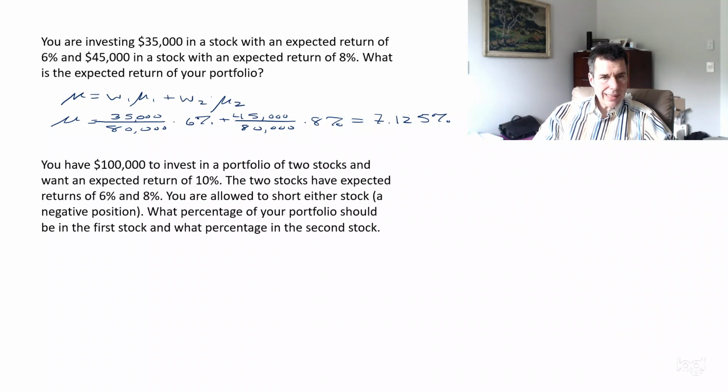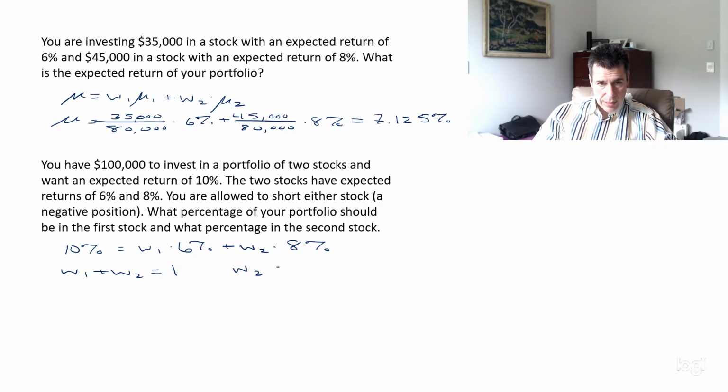Okay, so again, the 100,000 doesn't matter because we're just doing percentages here. So we are going to use, again, the same formula. The expected return is 10%, and that's supposed to be weight 1 times 6% plus weight 2 times 8%. Now the thing that we have to remember is that weight 1 plus weight 2 equals 1, right? They add up to our entire portfolio, which means that weight 2 equals 1 minus weight 1.